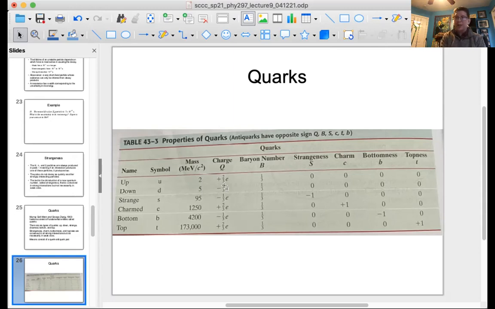The strange quark has a -1 strangeness. The charmed quark has a +1 charm. The bottom quark has a -1 bottomness, and the top quark has a +1 topness. Now, they each have antiquarks which have the opposite sign. So the anti-strange quark would have a strangeness of +1, and the anti-bottom quark would have a bottomness of +1.